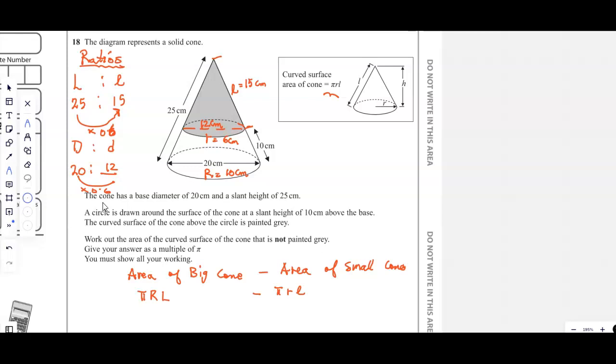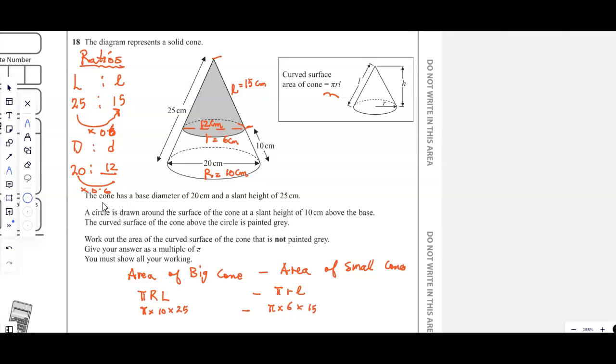So now we can input the values and work out the area of the part of the cone that is not painted in gray. We're going to have pi times r times l, so pi times 10 times 25, minus pi times 6 for the small radius times 15 for the small length.